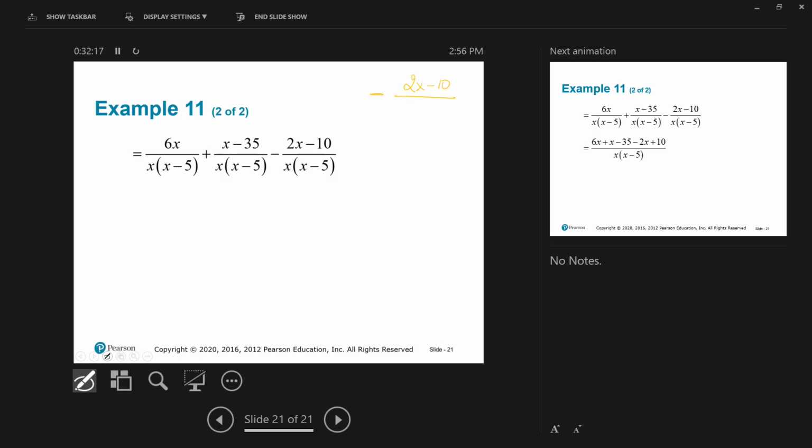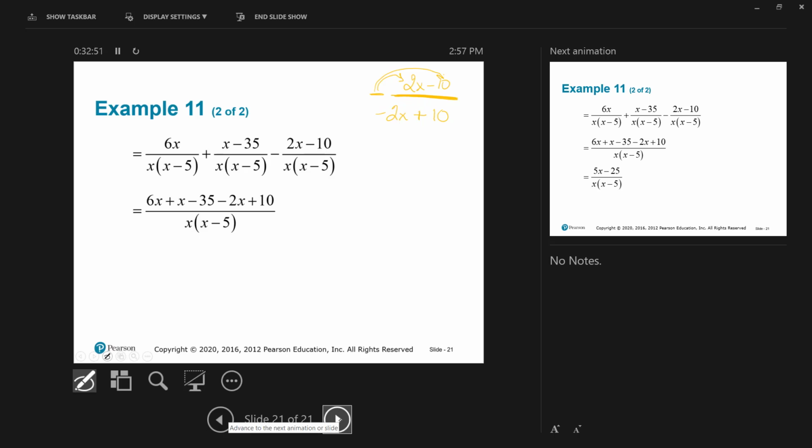Question, does this negative only apply to the 2x, or does it apply to both of them? Yes, it applies to both of them because it's in front of an entire fraction, which means that 2x is definitely negative, like we knew it would be. But that negative 10 isn't a negative 10, it is positive because you had to distribute, which is why the next line looks like this. Does this make sense? Good.